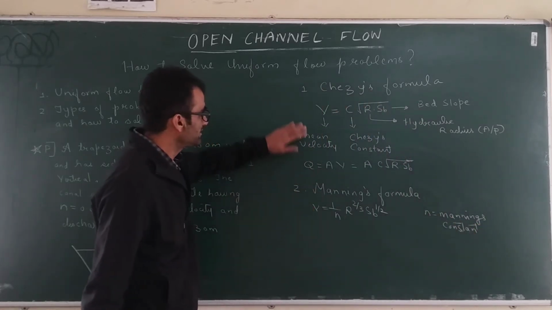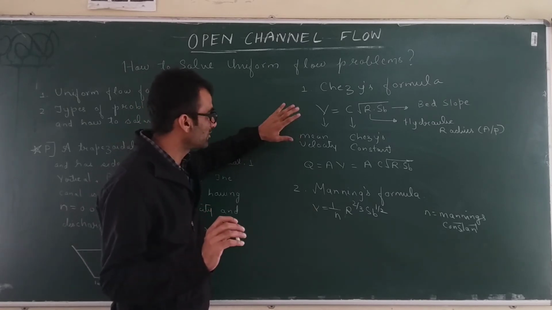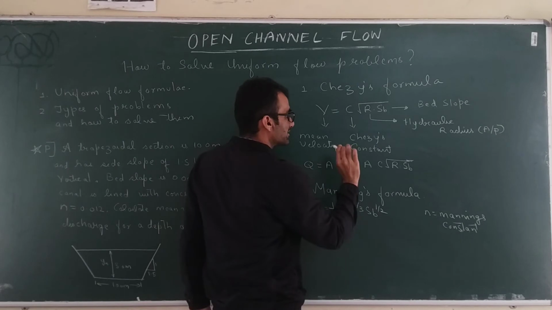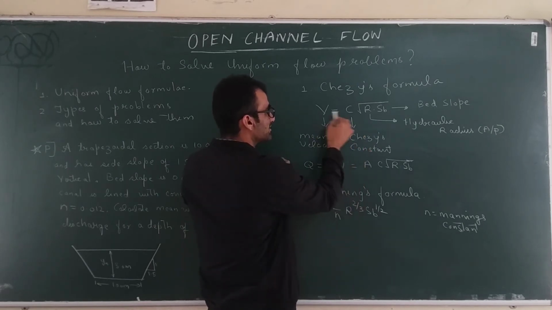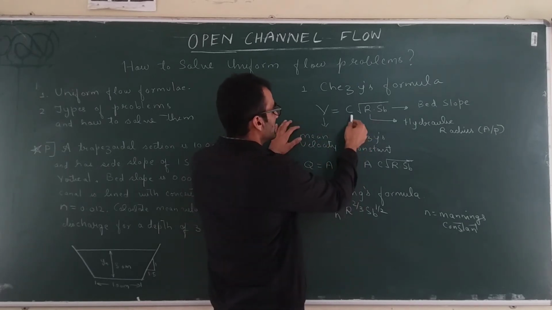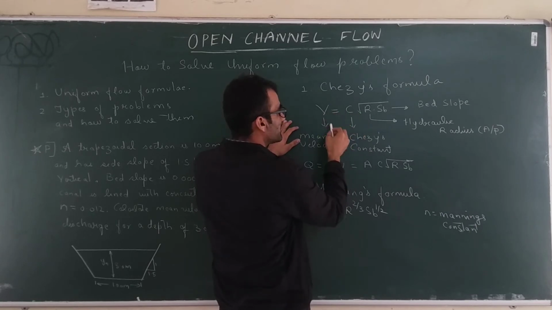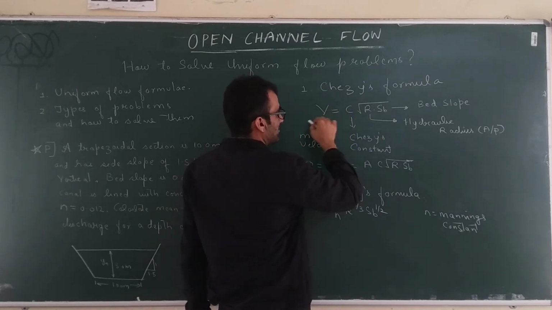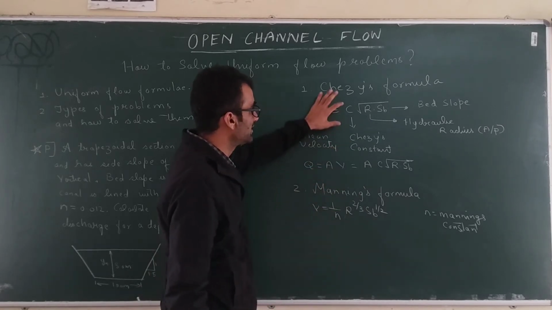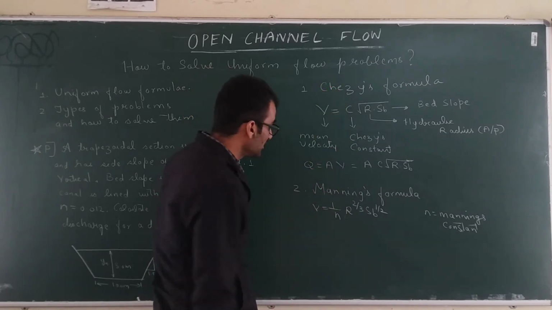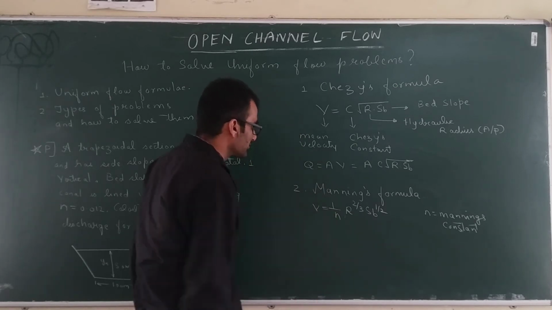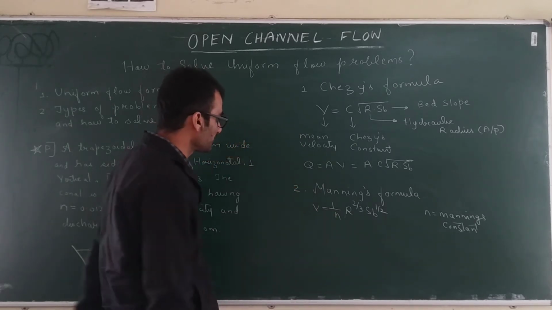Now see, both these equations are empirical in nature, they are not theoretical equations. Therefore, these constants have some dimensions. You can calculate the dimensions from this equation. Just get C equal to V upon root RS, find the dimensions of V and write them, and you will get the dimensions. So C is not unitless, C has units. Similarly, Manning's constant also has some unit. We'll do that calculation later.